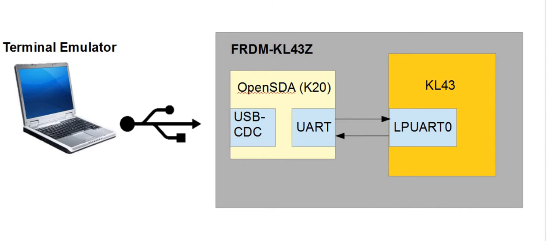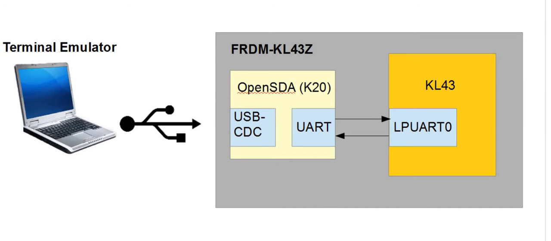Here we see a representation. This is the Freedom board with the OpenSDA device, which is actually a K20 on this board. And this is the KL43 device. This is the heart of the board because that's where people will be doing their actual development work. Here I have a PC, and we're going to be running a terminal emulator on it. The PC is connected via USB to the OpenSDA device and is seen as a virtual COM port.